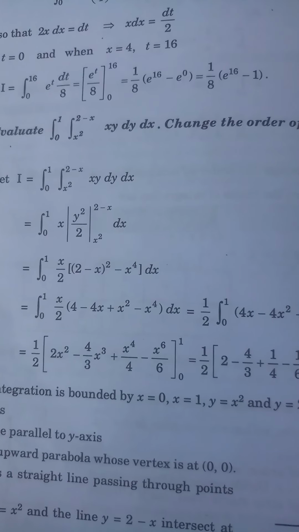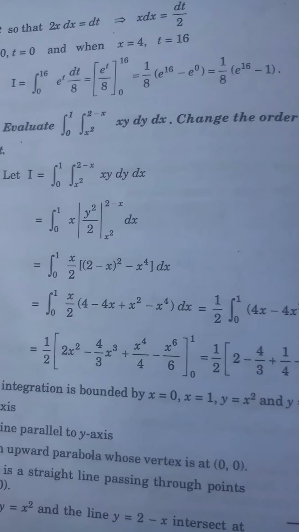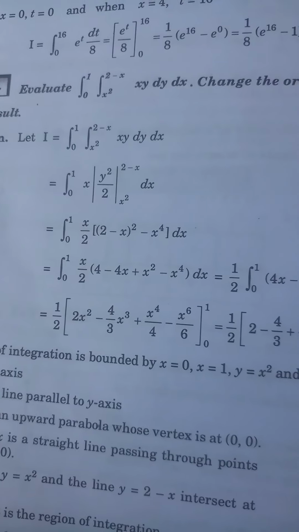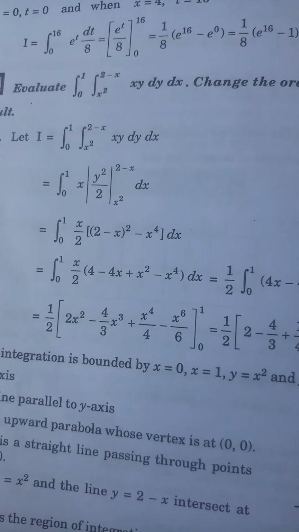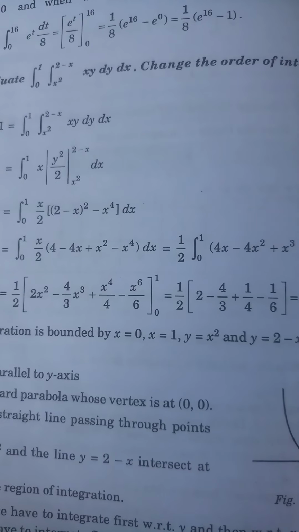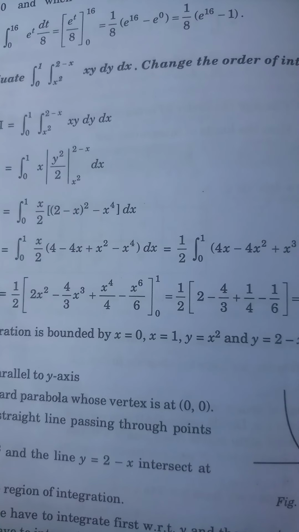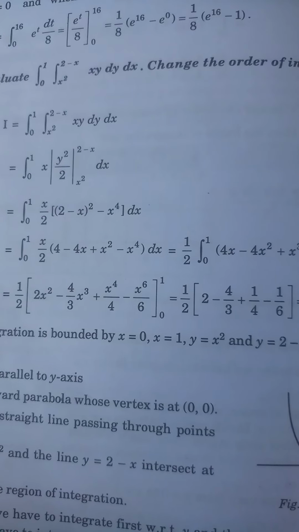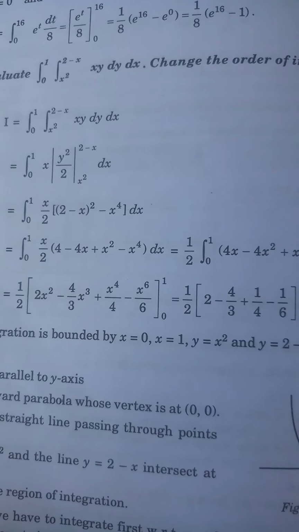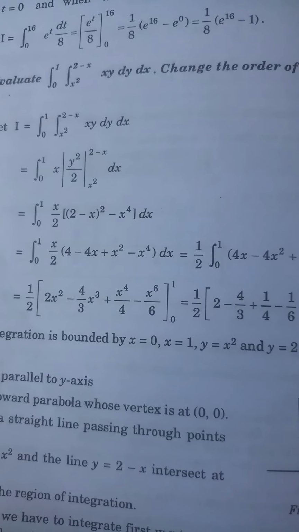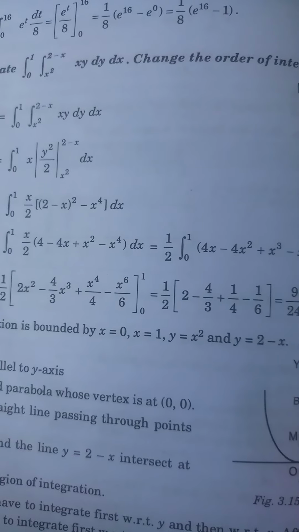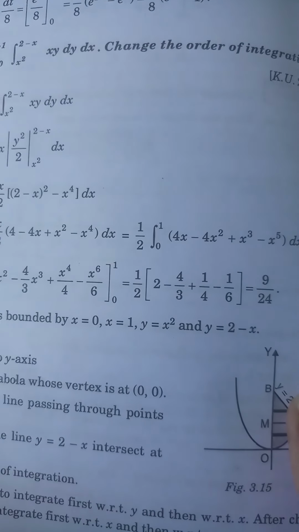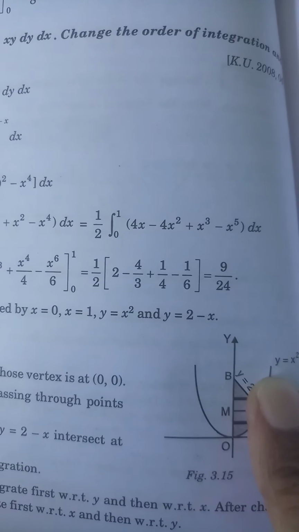इंटीग्रल 0 to 1, x y स्क्वायर बाई 2, x स्क्वायर से 2 माइनस x, dx. इंटीग्रल 0 to 1, x by 2, (2 माइनस x) का होल स्क्वायर माइनस x की 4, dx. इंटीग्रल 0 to 1, x by 2, (4 माइनस 4x प्लस x स्क्वायर) माइनस x की 4, dx, is equal to half इंटीग्रल 0 to 1, 4x माइनस 4x स्क्वायर प्लस x क्यूब माइनस x की 5, dx.